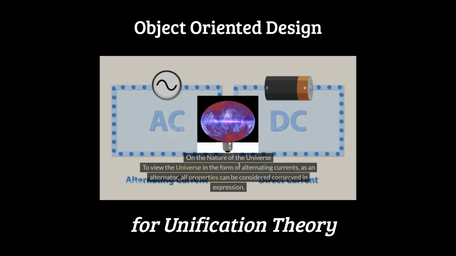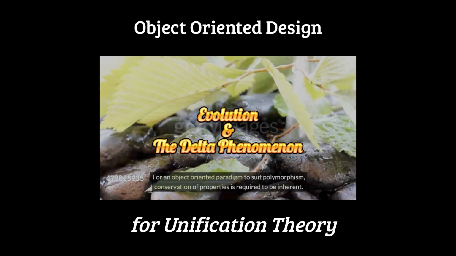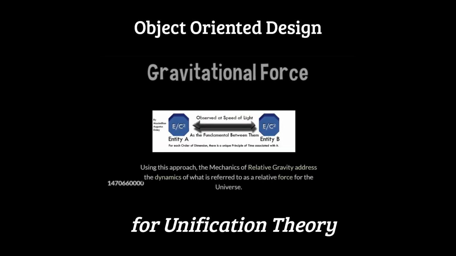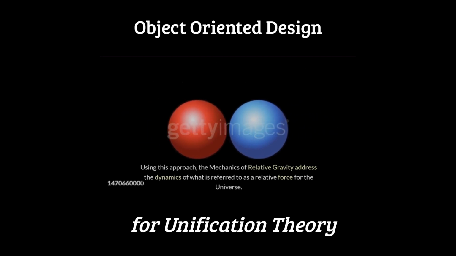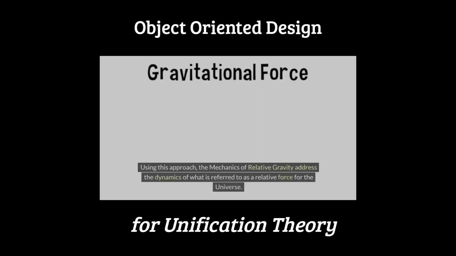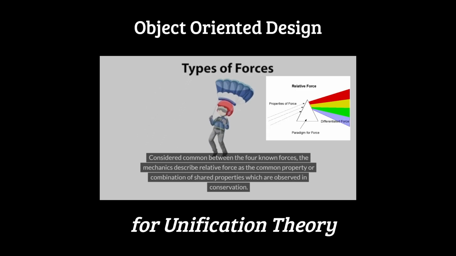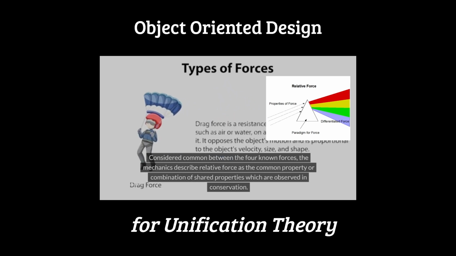On the nature of the universe. To view the universe in the form of alternating currents, as an alternator, all properties can be considered conserved in expression. For an object-oriented paradigm to suit polymorphism, conservation of properties is required to be inherent. Using this approach, the mechanics of relative gravity address the dynamics of what is referred to as a relative force for the universe. Considered common between the four known forces, the mechanics describe relative force as the common property or combination of shared properties which are observed in conservation.